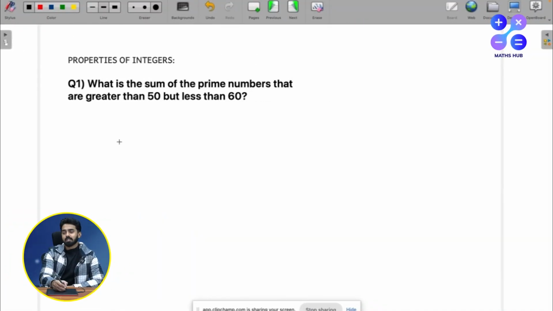In today's video, we'll be covering some solved questions on the topic of properties of integers. Let's get started. So here's question number 1. What is the sum of the prime numbers that are greater than 50 but less than 60?